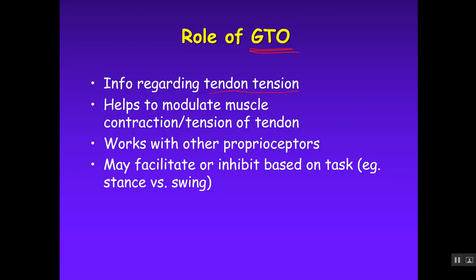It actually is very dependent on the activity. Sometimes it ramps up motor activity, sometimes it turns it down. It depends on the task, the situation, and so forth. And it never works by itself. None of these proprioceptors work by themselves. When you're stimulating muscle spindles, you're stimulating GTOs. You're stimulating joint receptors. You're stimulating Pacinian corpuscles and Meissner corpuscles out in your skin.